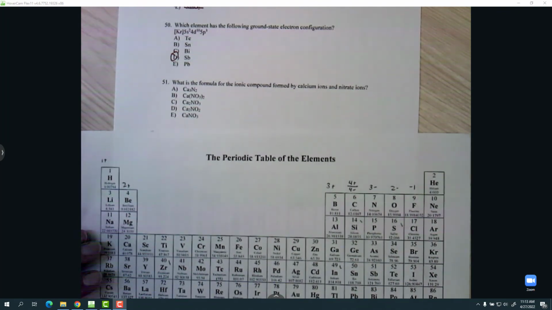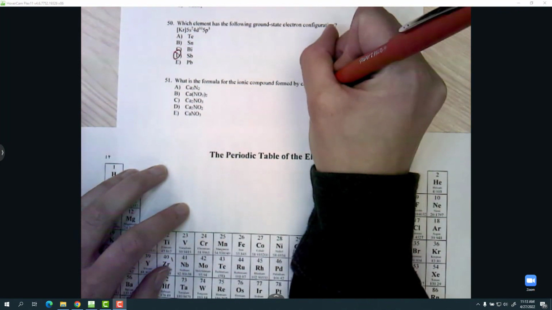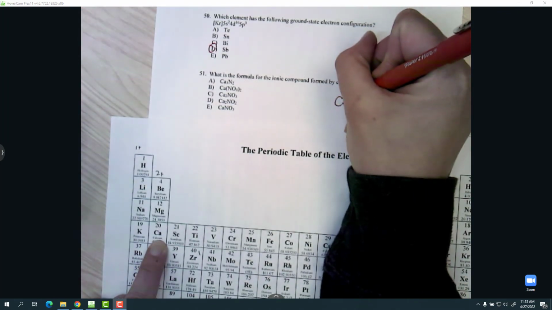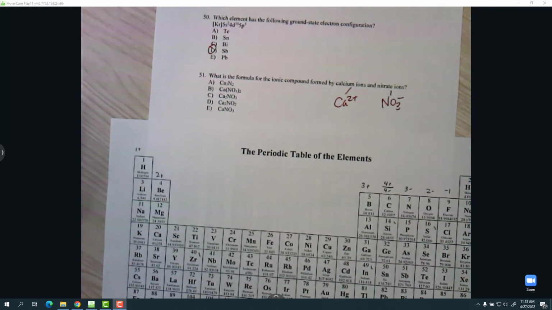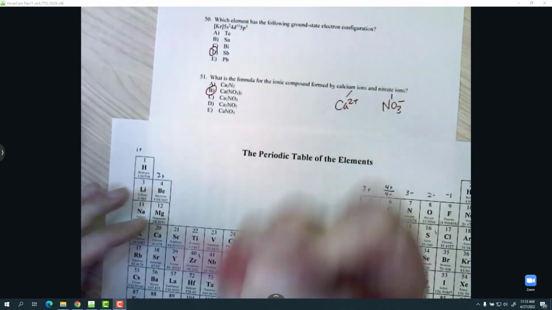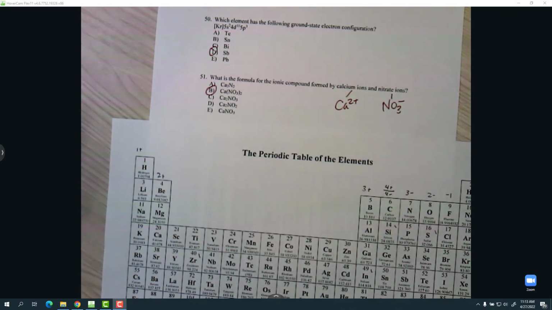And last but not least, calcium and nitrate ions. Calcium from the periodic table is +2, nitrate. Hopefully by now you know the polyatomic ions, or at least most of them, you know which ones are most important, so you can get a feel for that. Because you need to know that it's a -1, then I can put them together to make it neutral. That would be 1 calcium and 2 nitrates.